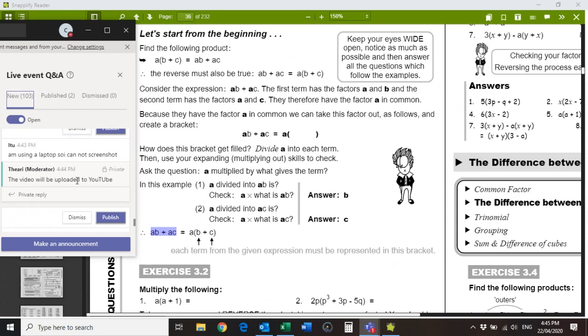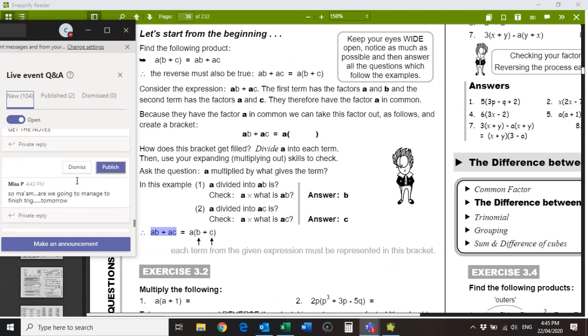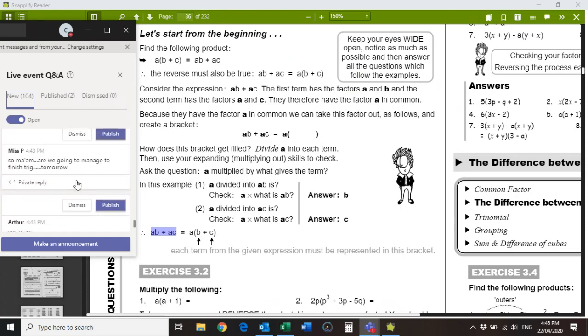You can use a screenshot. You can look on your laptop, there's a button called print screen. You press that, open a Word document, and paste it in there. Okay, but there are notes on the website, someone says.